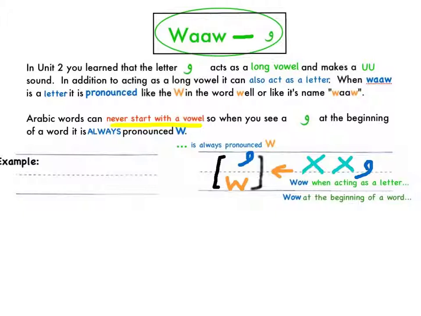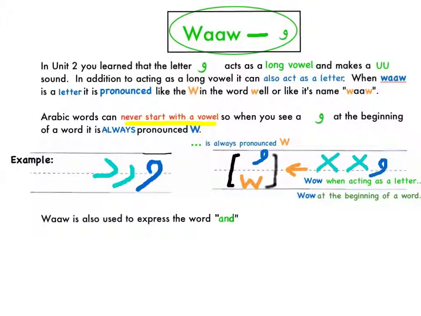Waw, ra, dal. You can see here that waw is pronounced as W. The word is again ward.